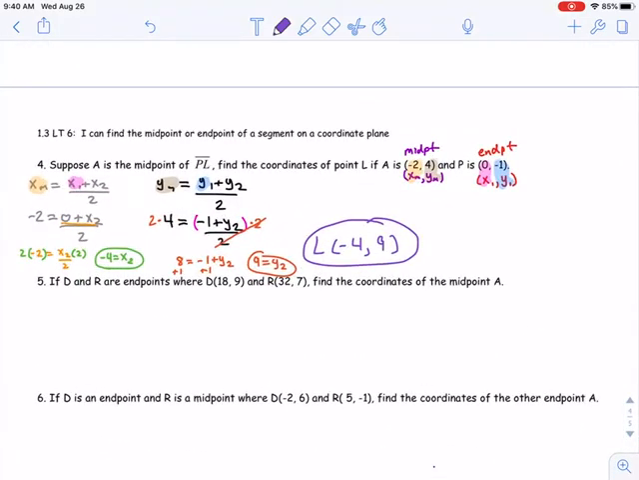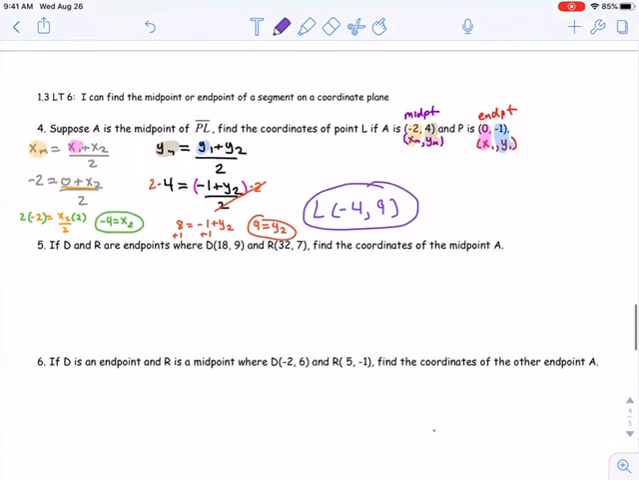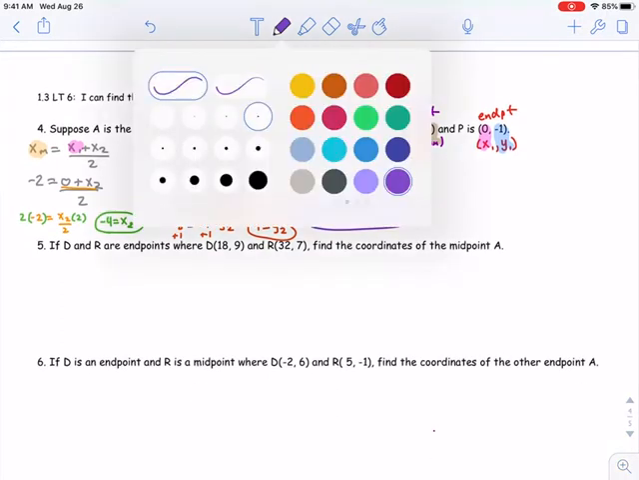All right, very algebra dense, but that's good. Algebra builds our number sense and helps with our general skills overall. So same thing, we're going to read the problem.